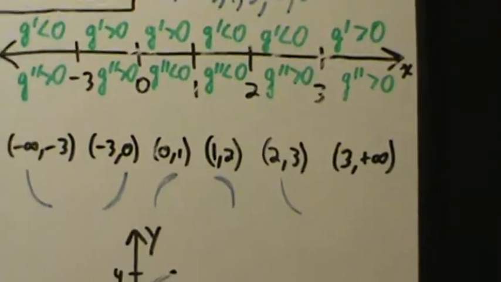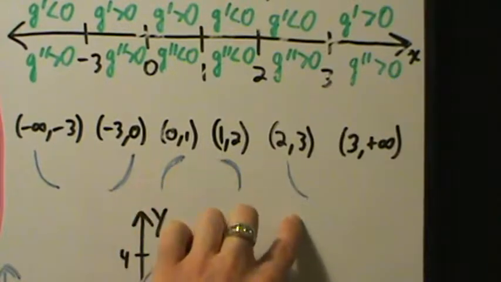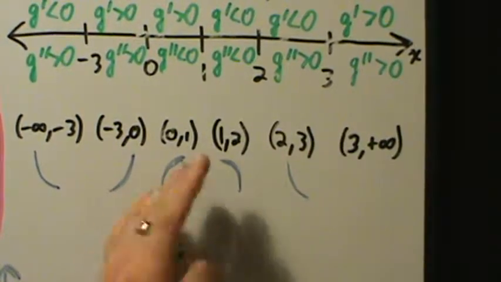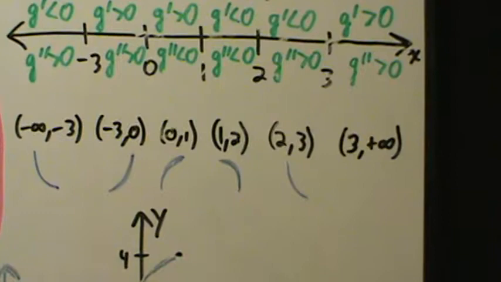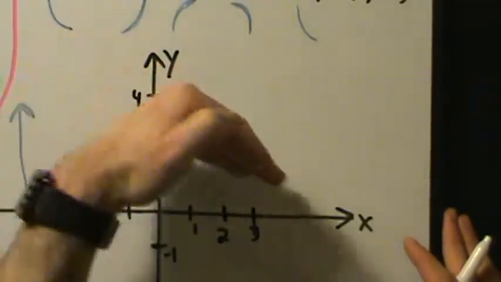Okay, so from 1 to 2, the function decreases. From 2 to 3, the function still decreases. Okay, only the concavity changes, but this whole way the function is decreasing. So what that means is that when x moves from 1 to 3, the function decreases the whole way.